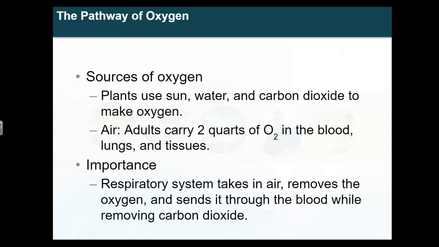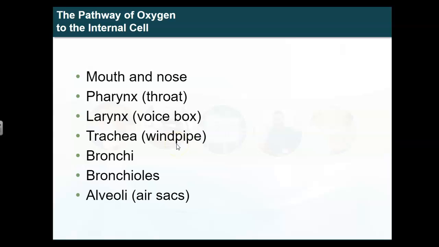So let's talk about the actual parts of the body that are involved in the pathway of oxygen to the internal cell. So the first parts are your mouth and your nose, because this is where we breathe oxygen in. This is the starting point. If you remember in infection control, we talked about portals of entry. Your mouth and your nose are both portals of entry and portals of exit.